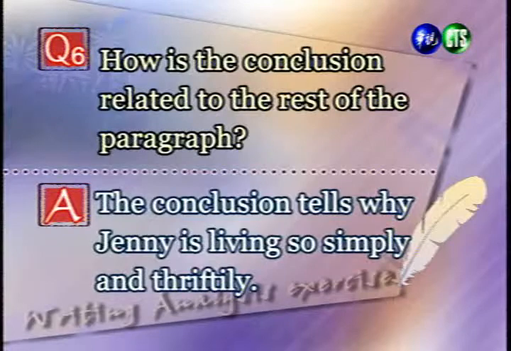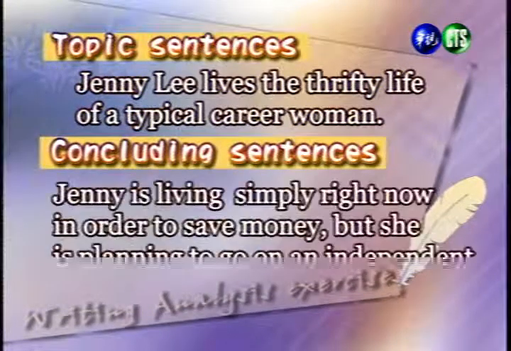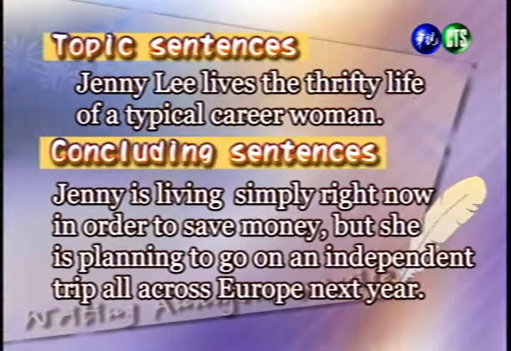All right. We also have a repetition of an idea in the topic sentence. And so one of the controlling ideas in the topic sentence is that Jenny is thrifty. And in the concluding sentence, it says that Jenny is living simply to save money. And so living simply and saving money, this is the same concept as being thrifty.